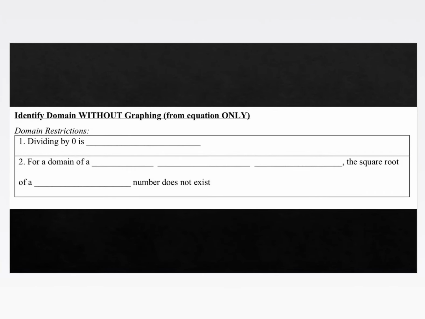Now we can also identify our domain without actually graphing, just looking at the equation. Keep in mind that we do have some restrictions on the domain. What we learned about in our rational functions unit is we can't divide by 0. Otherwise, it will give us a value that's undefined.